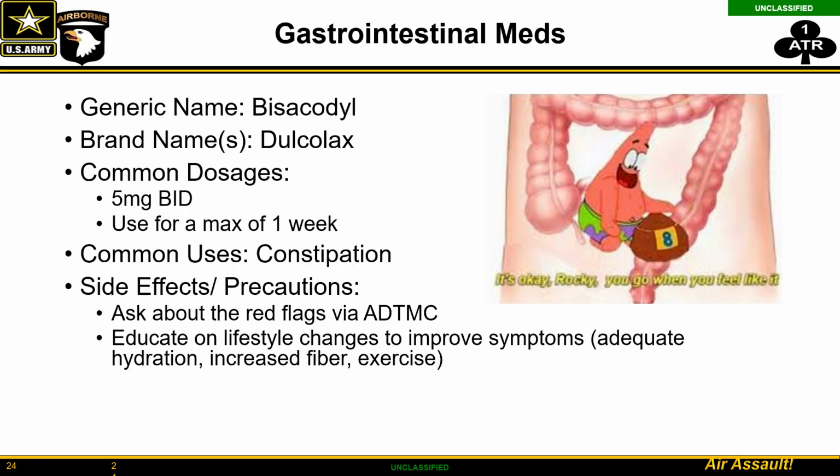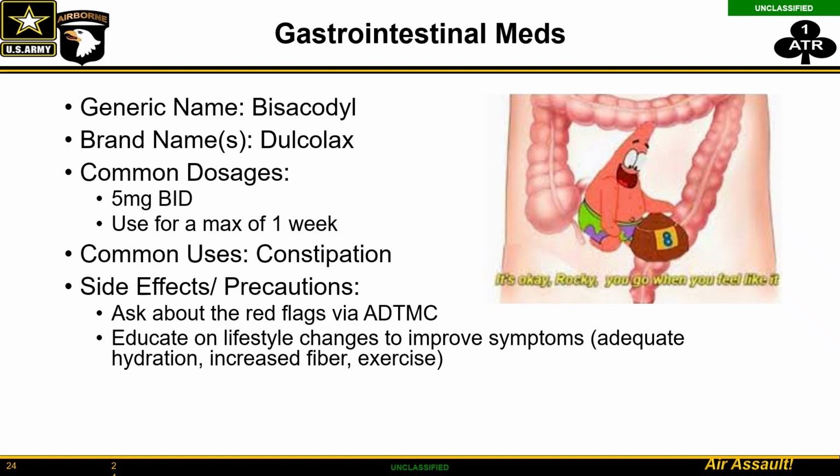Diarrhea medication, and the rest of our medications for the most part, are to treat constipation. And so our first medication is bisacodyl, also known as Dulcolax. In ADTMC, it recommends giving bisacodyl for a little while and then transitioning someone to Miralax, because this one works a little bit quicker and that one's a little bit better to take long term.